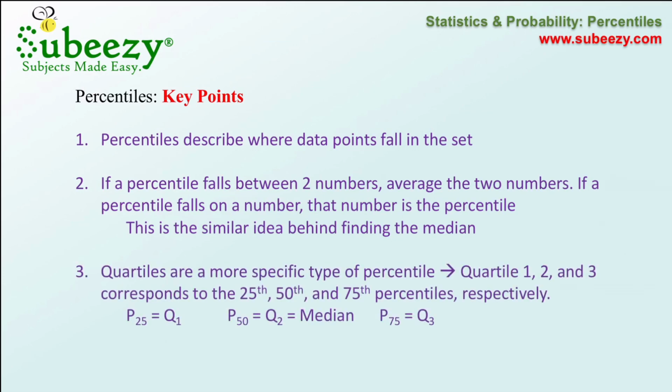And third, quartiles are a more specific type of percentile. Quartile 1, 2, and 3 correspond to the 25th, 50th, and 75th percentiles respectively. P sub 25 is equal to Q sub 1, P sub 50 is equal to Q sub 2, which is the median, and P sub 75 is equal to Q sub 3.